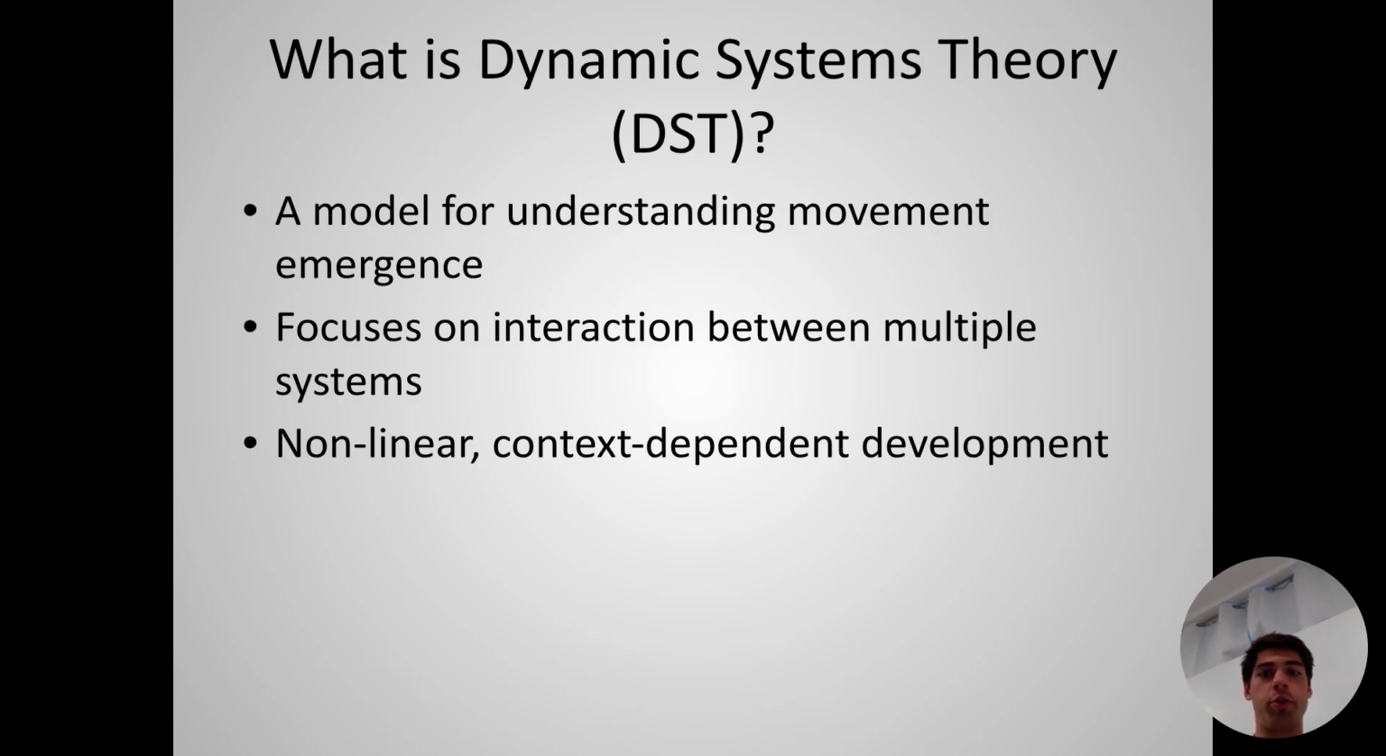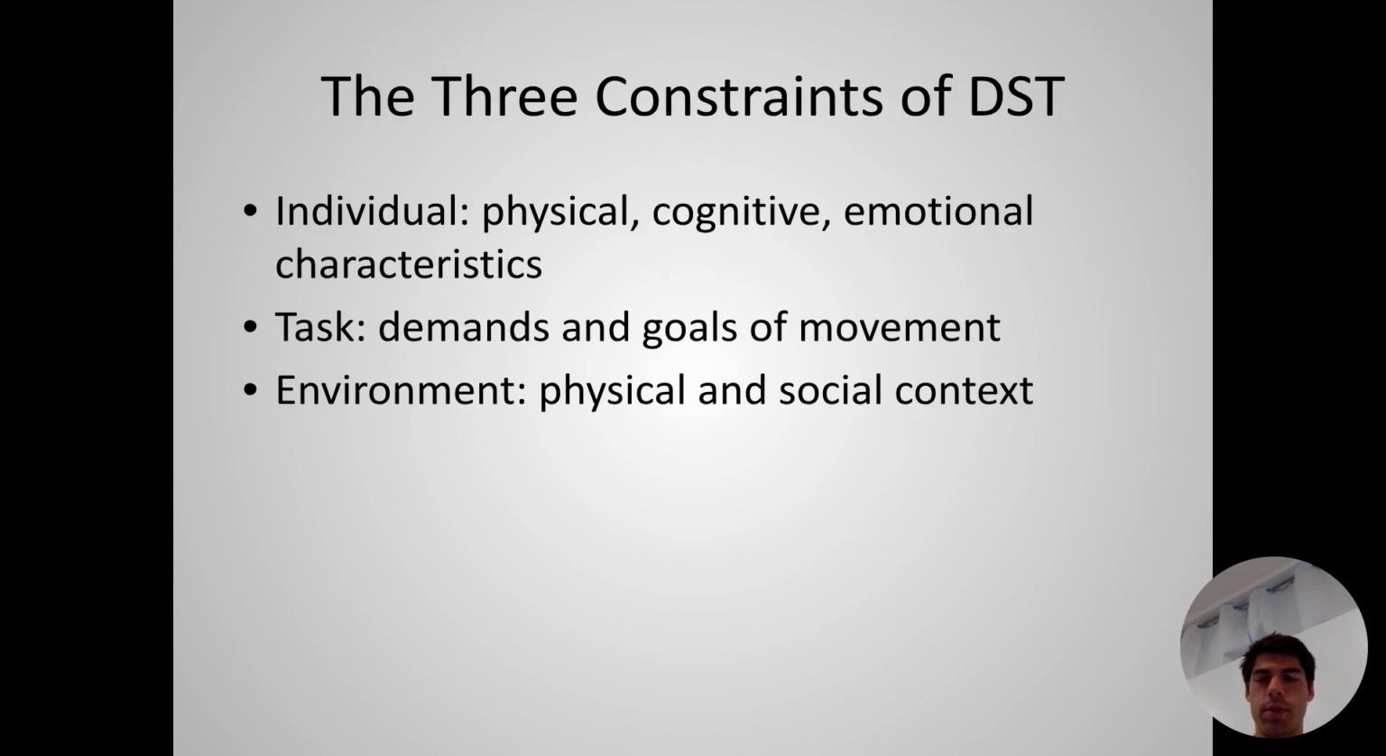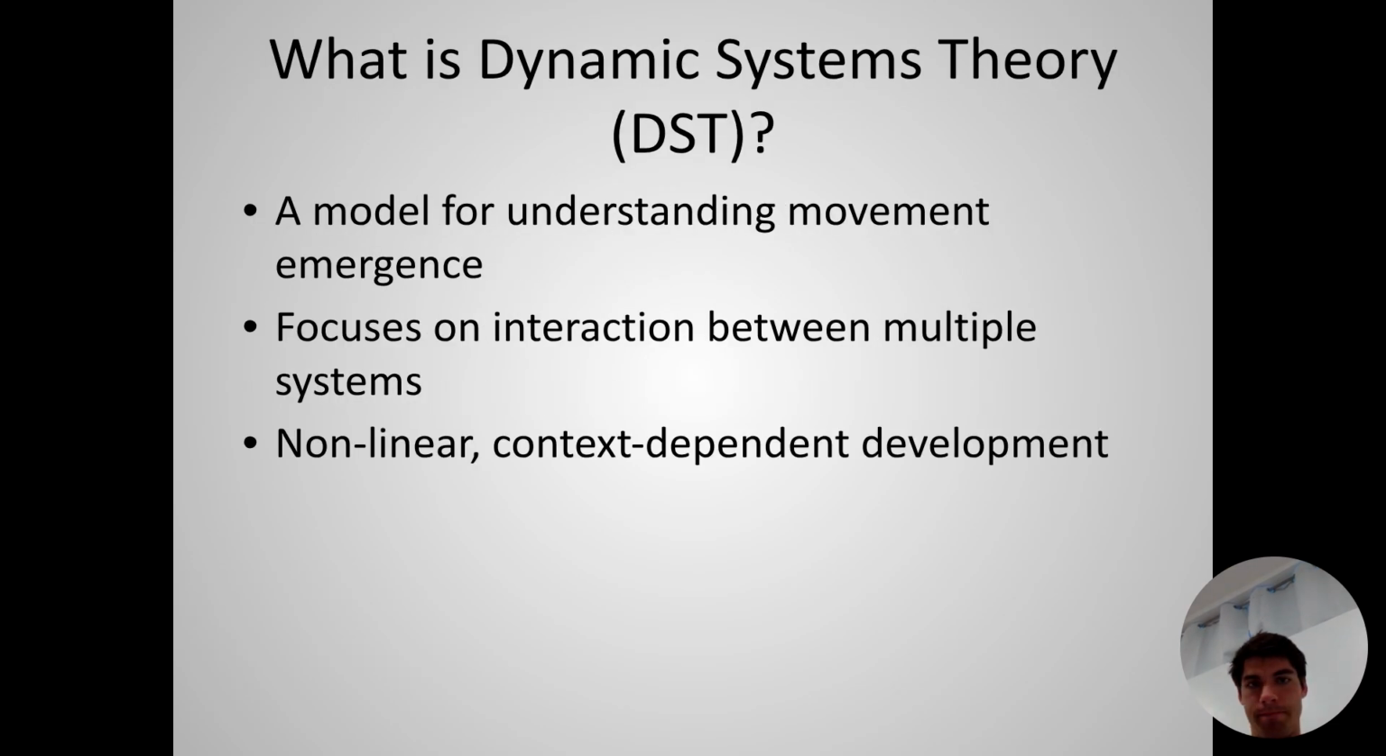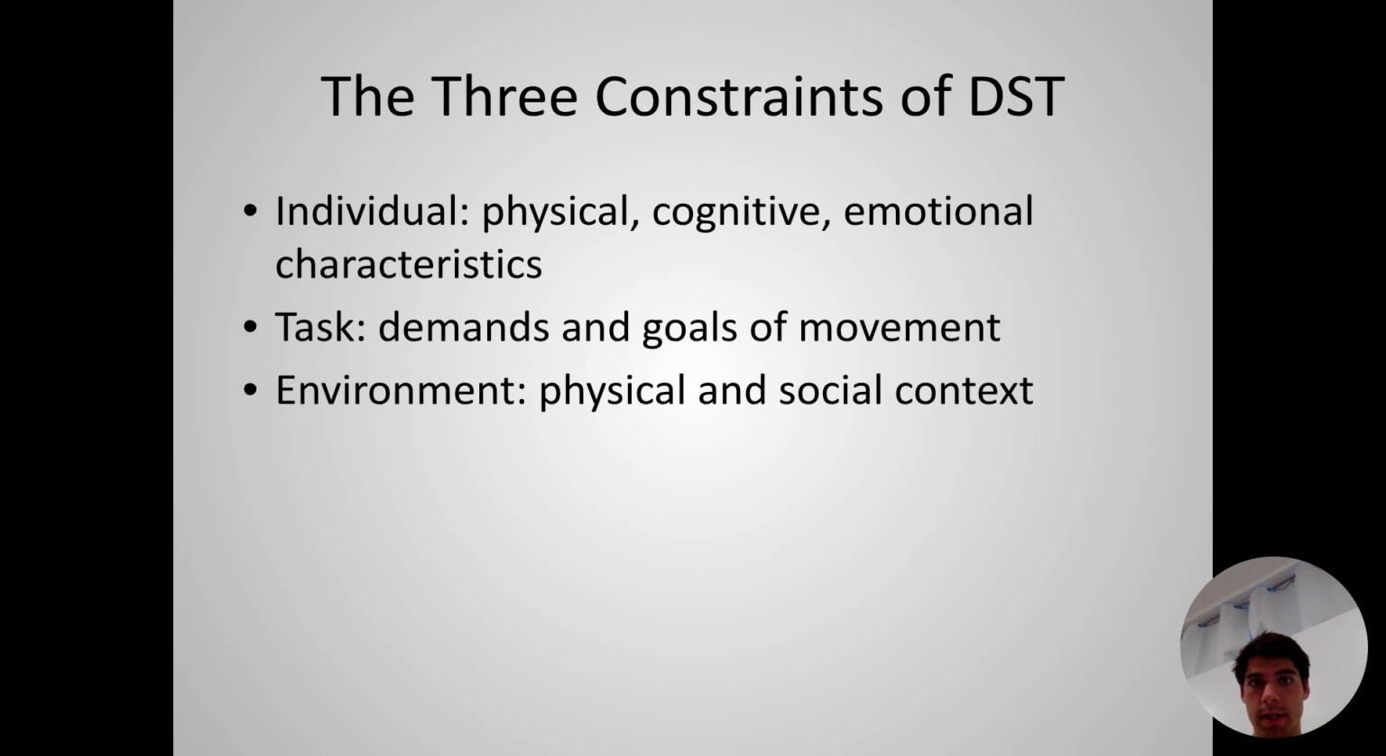It focuses on the interaction between multiple systems, which I'm going to look at on the next slide, some of those different systems. But things like the environment or age and rate of development. And this is a nonlinear, context-dependent development. It's not a straight line. It's not the same for everyone. And those multiple systems really are factors that influence someone's progression in movement emergence or motor skill development. So some of those interactions that we talked about in this context are physical, cognitive, and emotional characteristics.